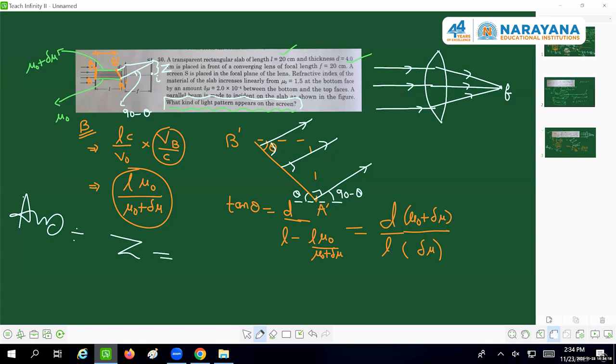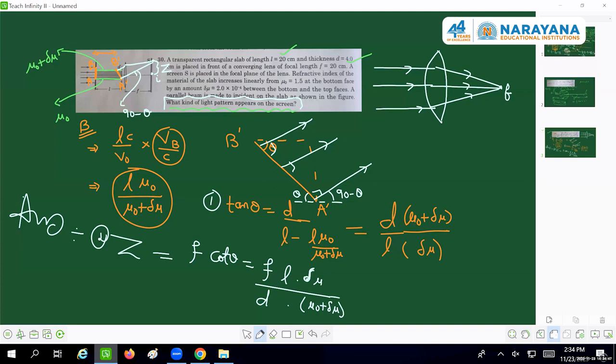And z can be written now. It is f tan of 90 minus theta, so f cot theta. And that comes out as f L, I'm just writing cot theta from here. First, second, it is L delta mu, that cot theta term I'm writing, divided by D into that constant, which is mu naught plus delta mu.